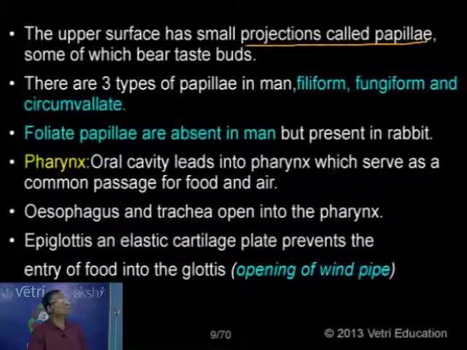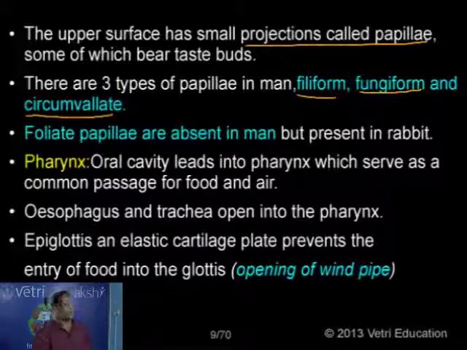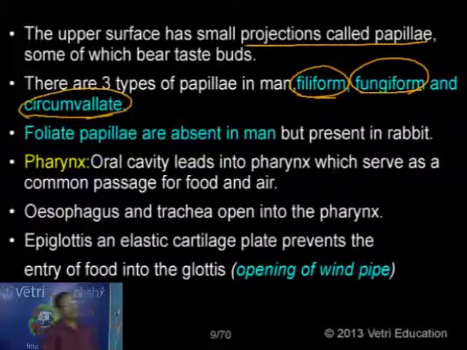There are four types of papillae in mammals, but in the case of human beings, we have only three types. What are they? Based on the shape, they are named filiform, fungiform, and circumvallate. The most abundant is fungiform, the smallest one is filiform, and the largest one but few in number is circumvallate.